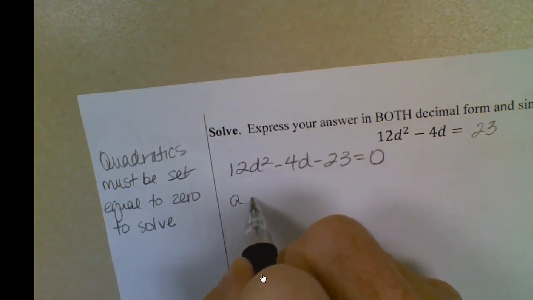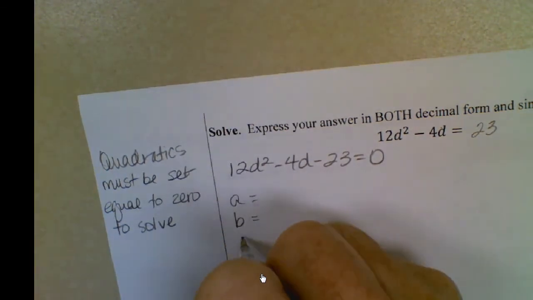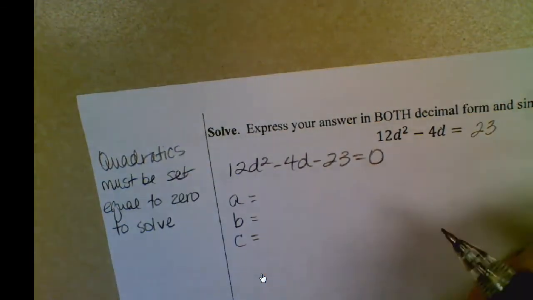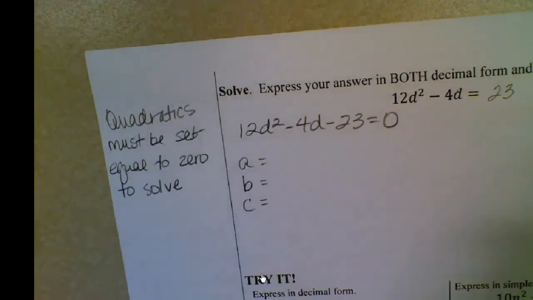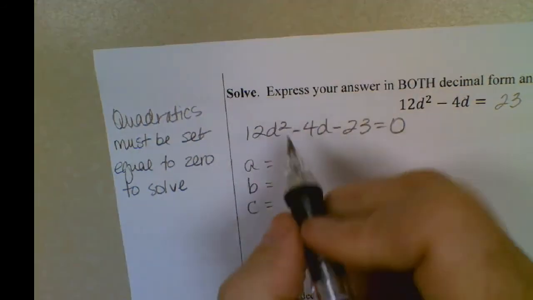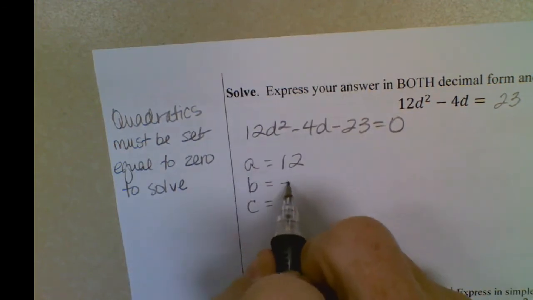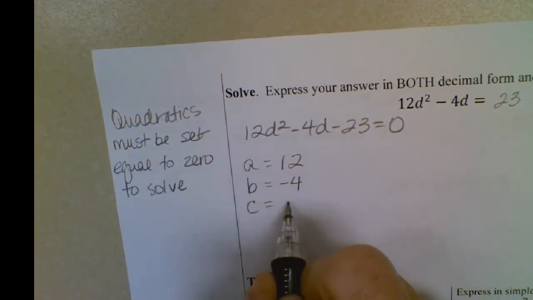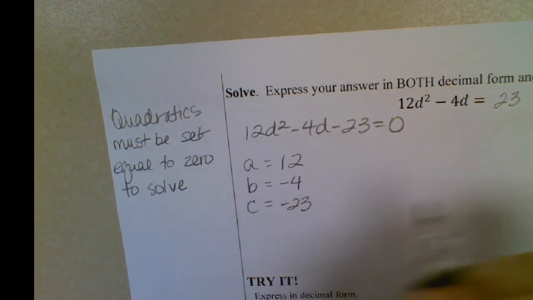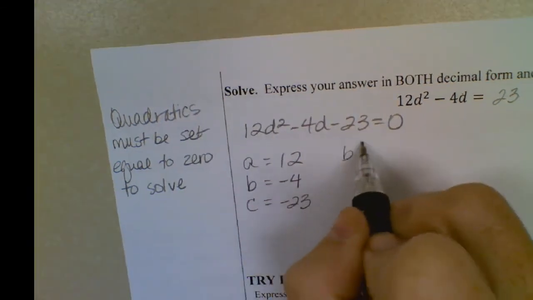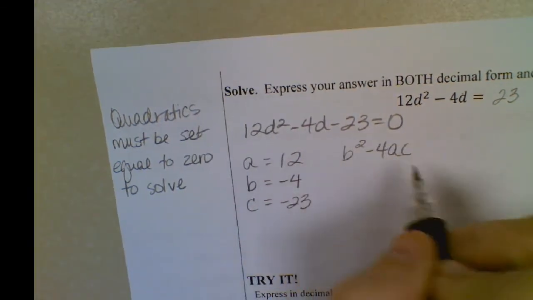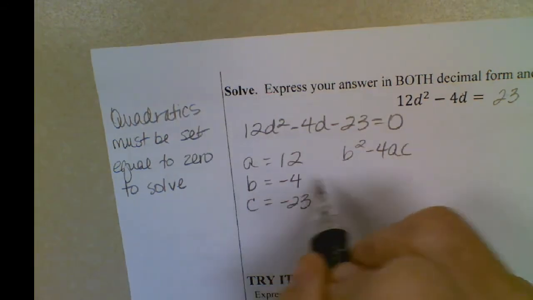Now I can go ahead and pull out my a, b, c values and plug them in and use our quadratic formula in a nice, short, efficient way. So our a value is 12, our b value is negative 4, and our c value is negative 23. Okay, so again, we're going to use the b squared minus 4ac. That's our discriminant. So negative 4 squared is 16.